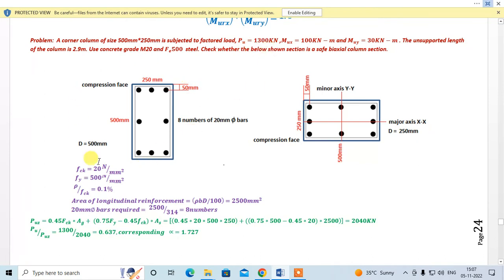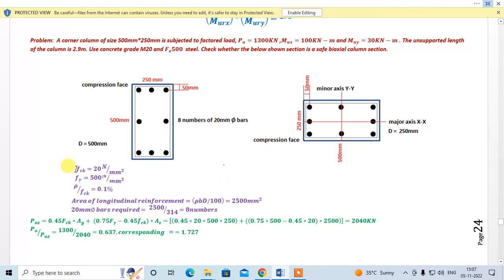So this is the section which we are going to use. This is pretty known to us. This is your major axis, this will be your minor axis. This is a mistake, please forgive me. This is going to be the minor axis, and this is going to be the major axis. Please correct me. This is your compression face, this is your compression face.